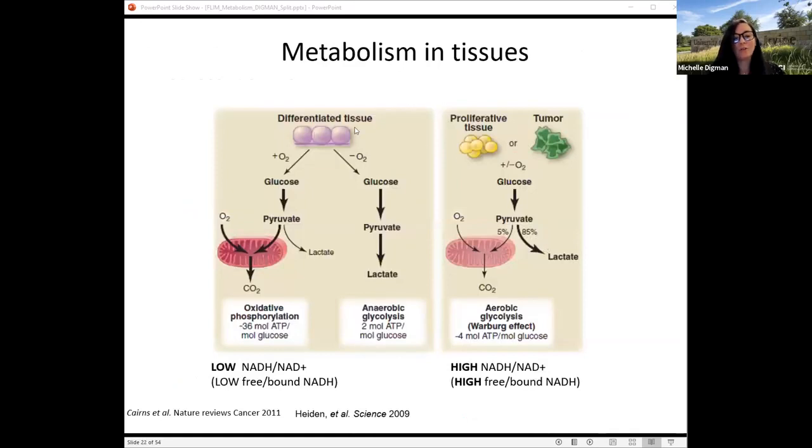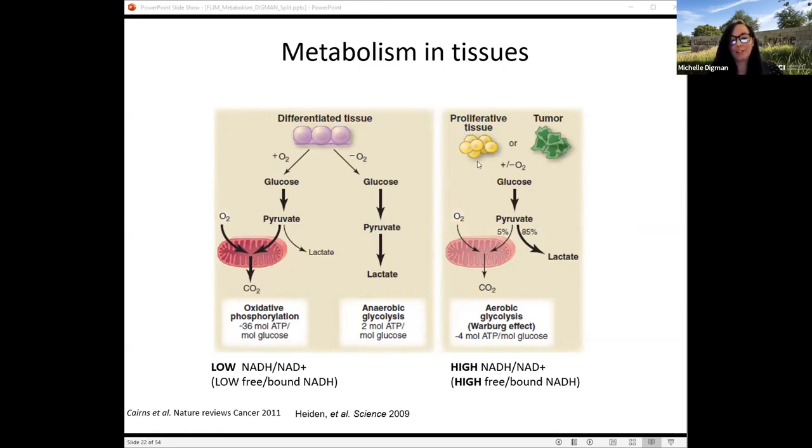So again, just to summarize, we have cells that can break down glucose in the presence of oxygen. This is normal oxidative phosphorylation. It makes 36 moles of ATP. And in this case, we have a low free NADH ratio to more bound NADH ratio. Of course, cells can also break down glucose in the absence of oxygen, and this is called anaerobic glycolysis, producing ATP and also producing a bunch of lactate, which is not good for tissues.